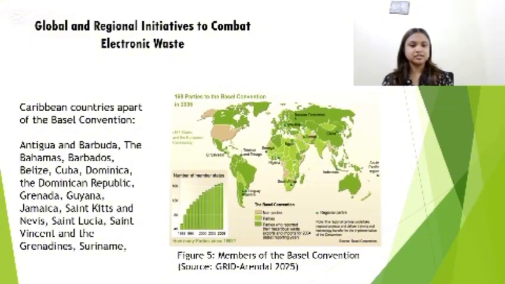The Basel Convention helps the Caribbean as there is the BCRC. The BCRC is the Caribbean's version of the Basel Convention, and we even have one located in Port of Spain, Trinidad. They help in building regional capacity for waste management through training and technology transfer, and to minimize the generation of hazardous waste we have in the Caribbean.